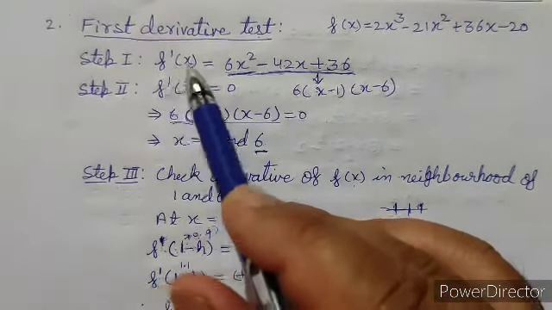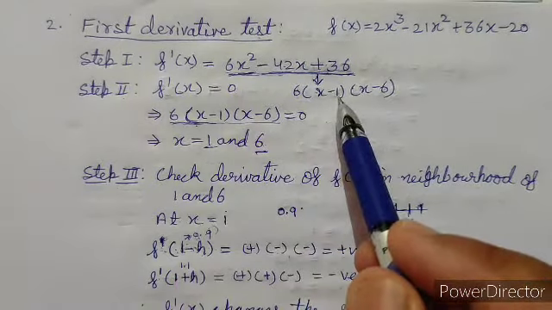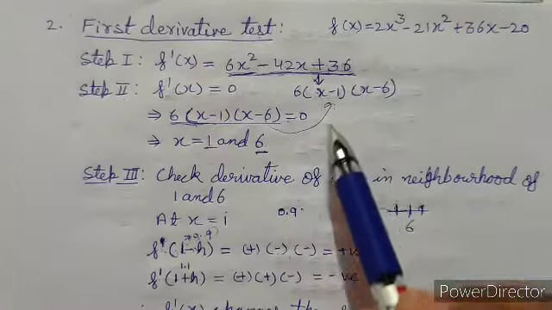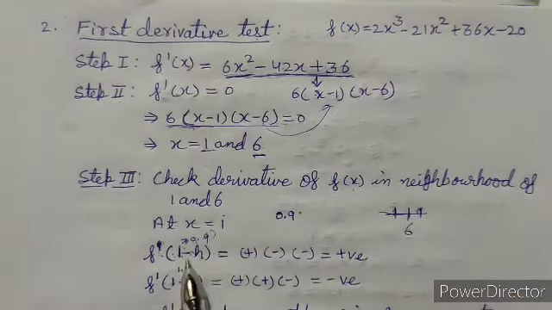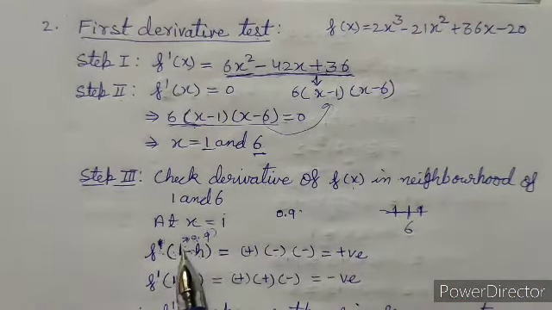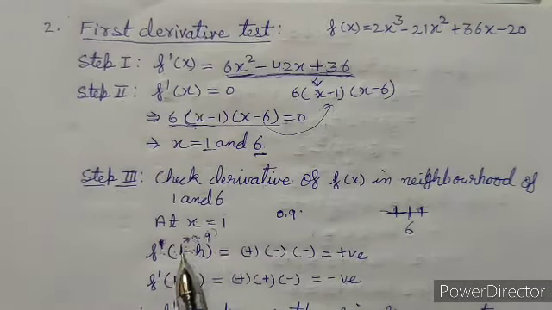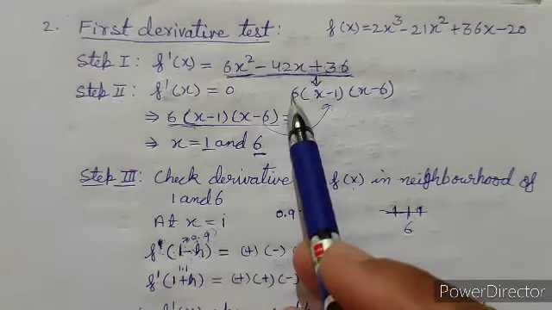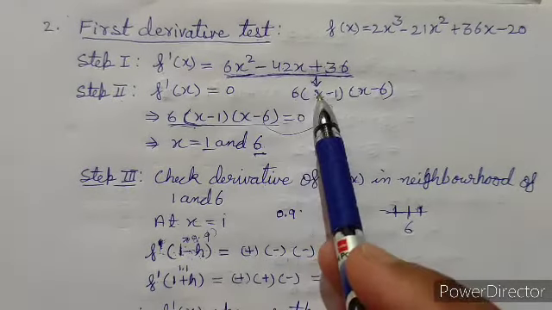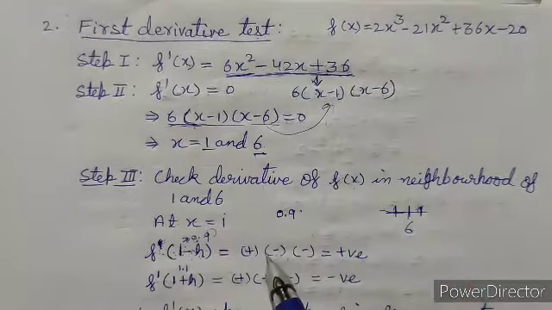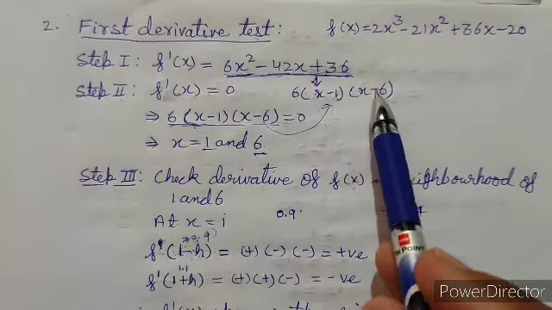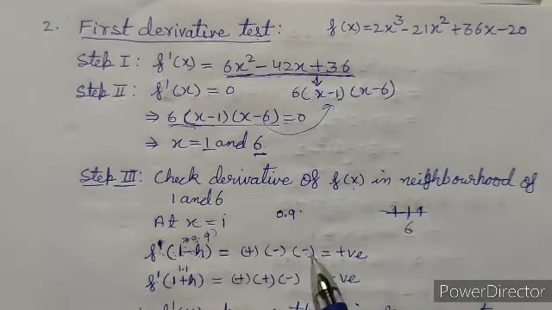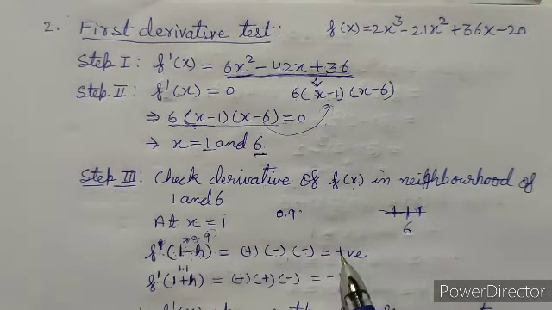So here f dash x will be equal to 6 into x minus 1, x minus 6, which we have obtained in step second. Now f dash 1 minus h, that means a number nearest to 1 and less than 1. Suppose I am taking it as 0.9. Now 6 will be positive. Now 0.9 minus 1 will give us a negative sign, and 0.9 minus 6 will again give us a negative sign, and this on multiplication will give us a positive sign.